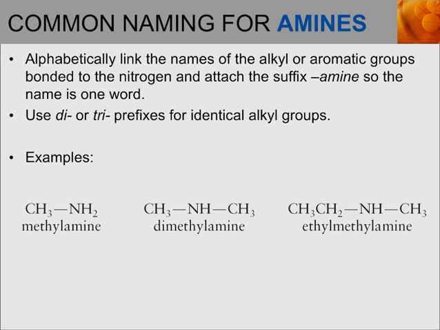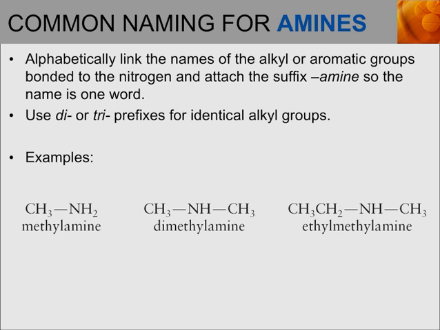In this one it's very similar to how we named ethers. So basically, you're just going to alphabetically list the names of the alkyl or aromatic groups that are bonded to nitrogen, and then you'll just tack on the suffix amine at the end. Now, if you happen to have two of the same group bonded to the nitrogen, then you'll use di or tri prefixes. So if you had two methyl groups, it would be dimethyl. If you had three, it would be trimethyl, etc.